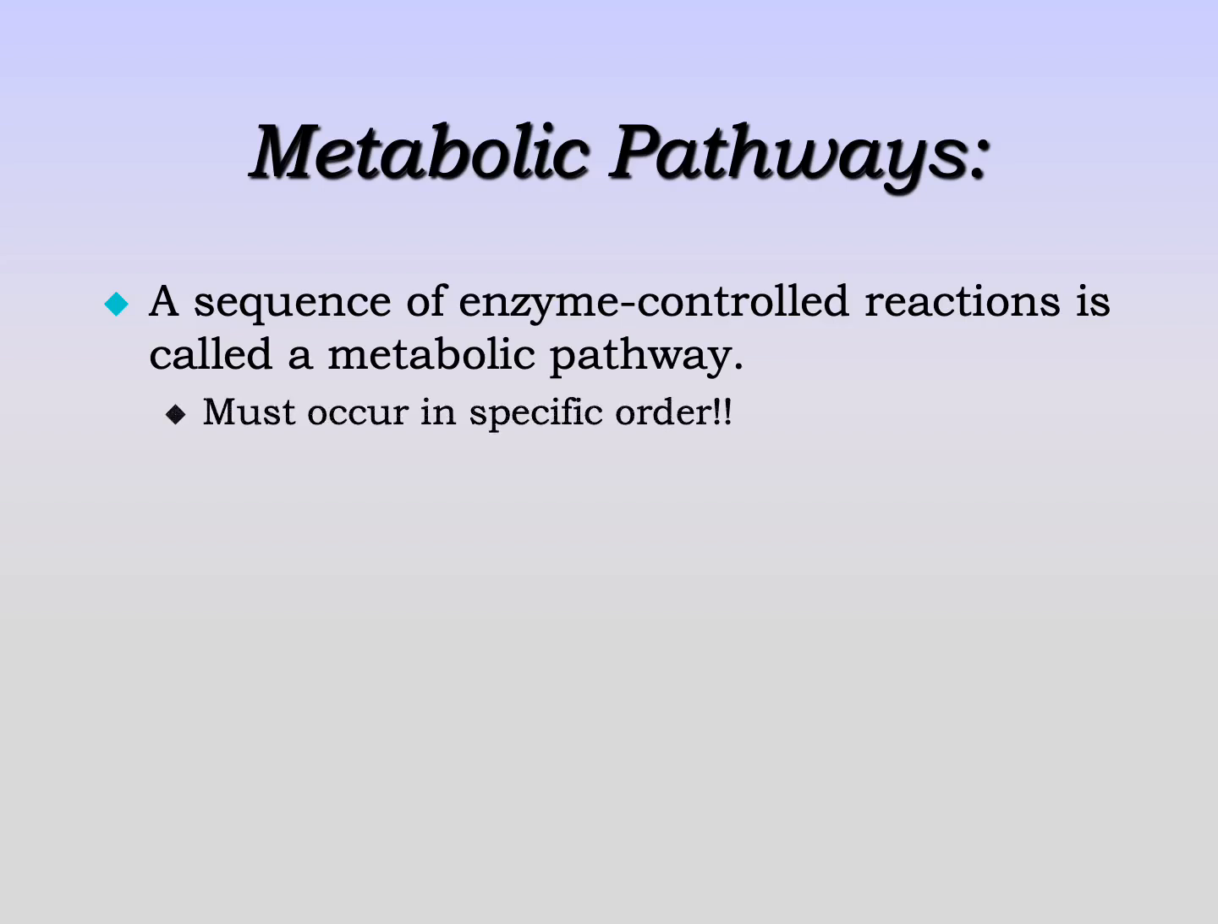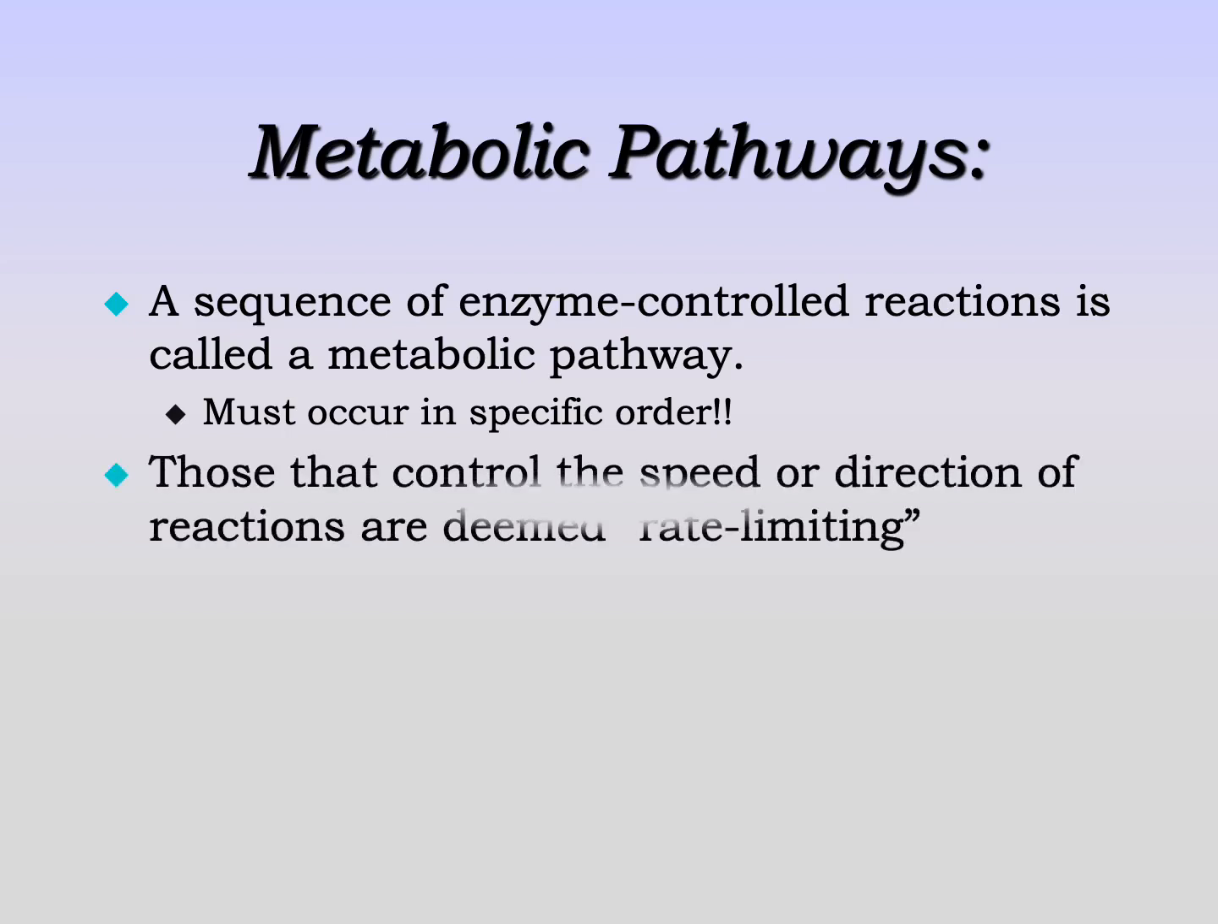What we have to remember is that the sequence of events has a specific order. We cannot get the metabolite for step 5 without having the metabolite formed at step 4, and so on and so forth. We can't just haphazardly have these reactions taking place. The step that controls the direction or the speed of the overall metabolic pathway is called the rate-limiting step.